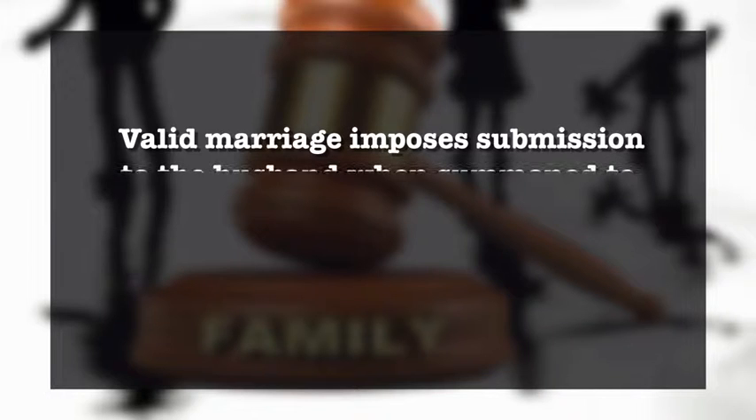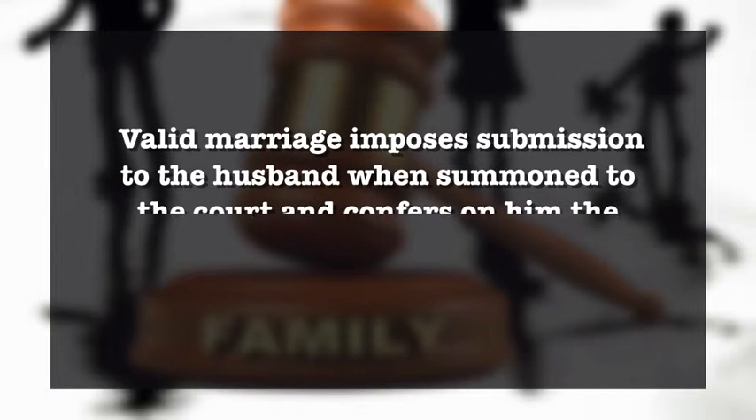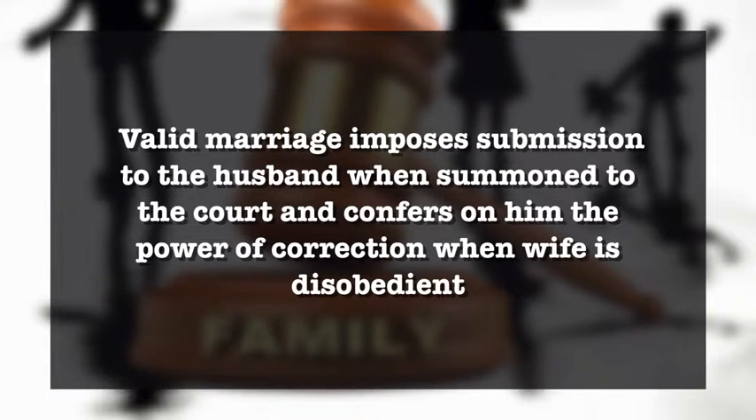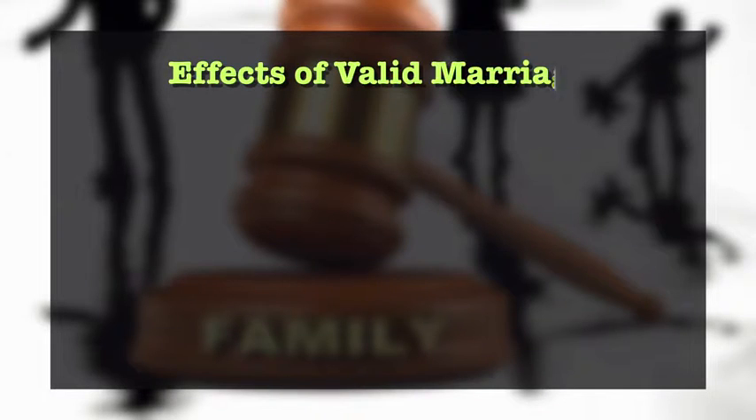On the wife, it imposes submission to the husband when summoned to the court and confers on him the power of correction when she is disobedient. Further, it enjoins upon him associating familiarity with her and kindness and courtesy. It renders unlawful the conjunction of 2 sisters and those who fall under the same category. The effects of a valid marriage may be summarized as under.